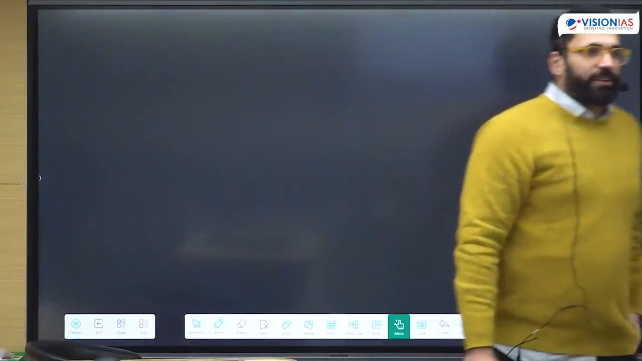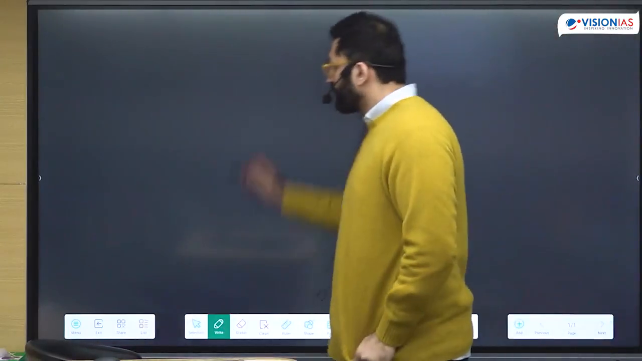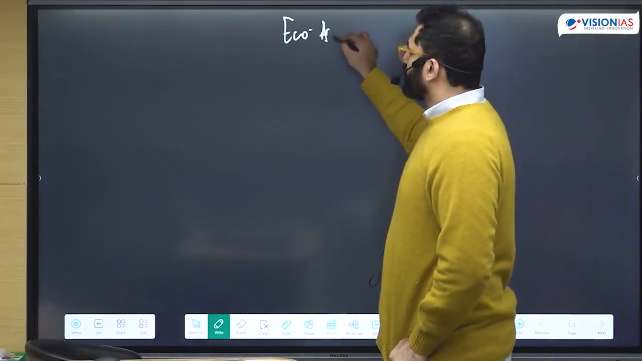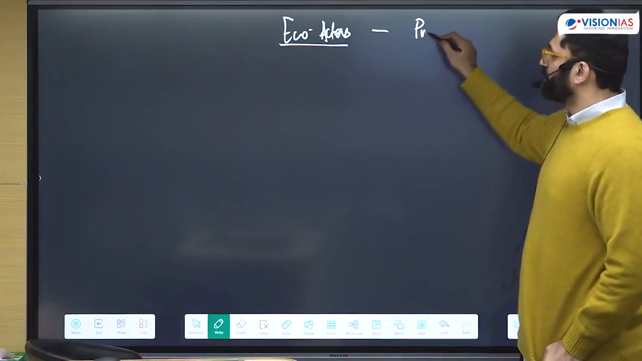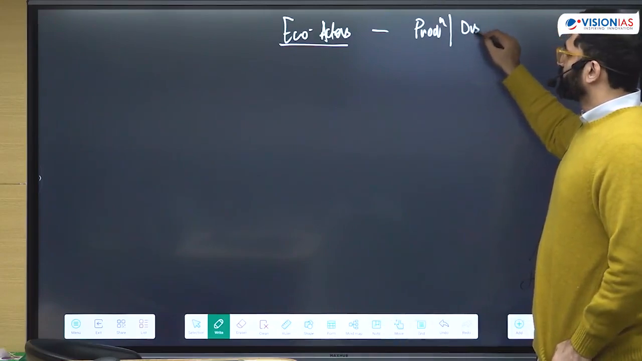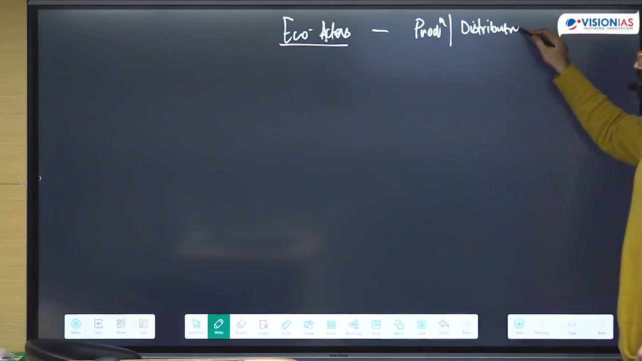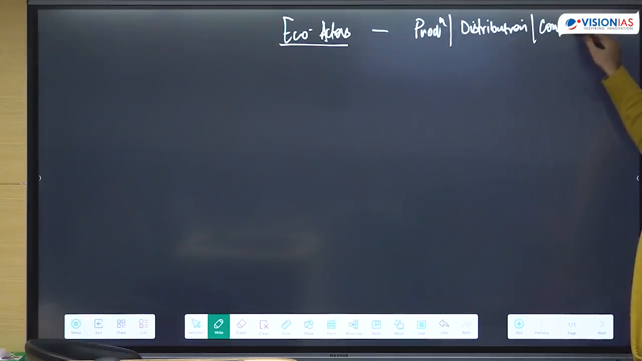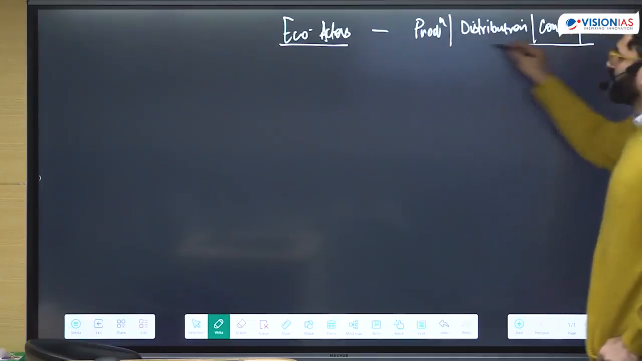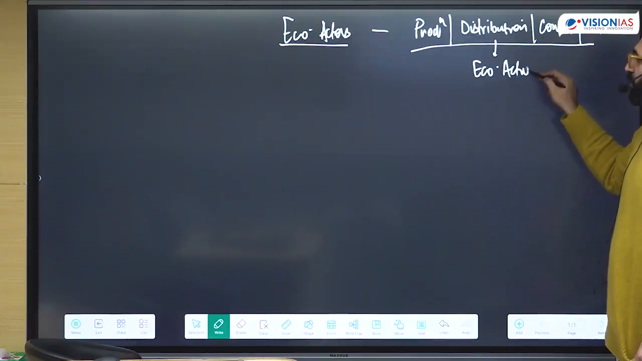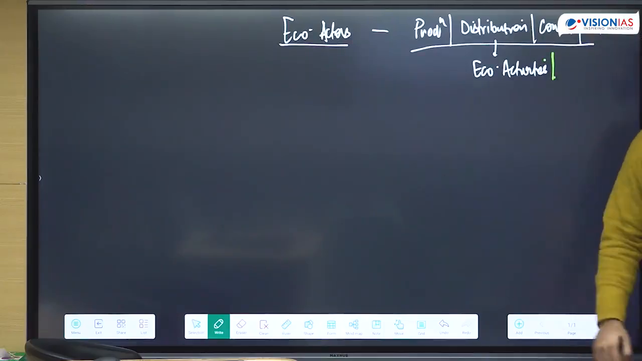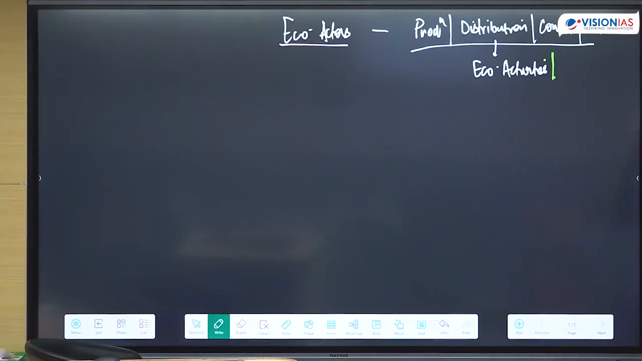Anyone who's involved in any of these processes, these are called as economic actors. The actors that are involved in activities of production, distribution, and consumption. Anyone involved in these 3. These 3 are called as economic activities. Economic activities is production, consumption and distribution. Anyone involved in these activities is called as economic actors.